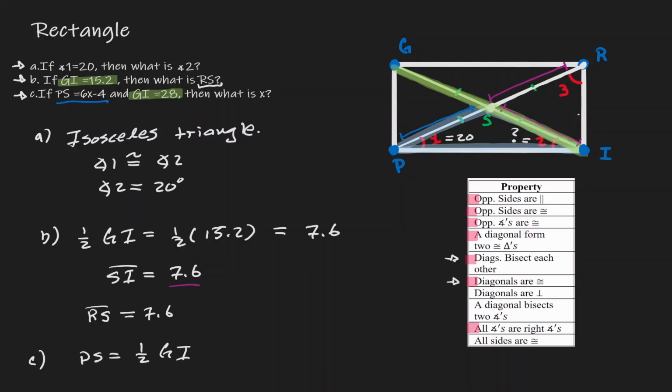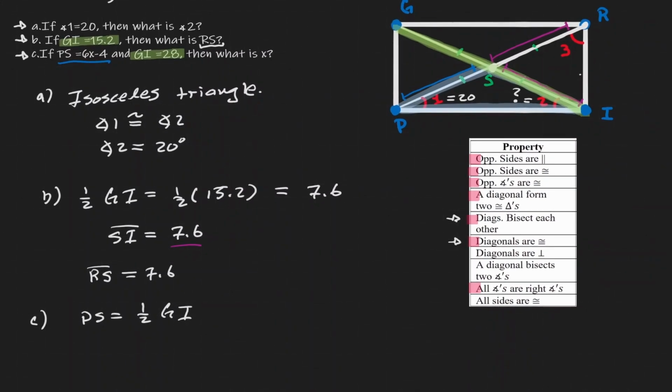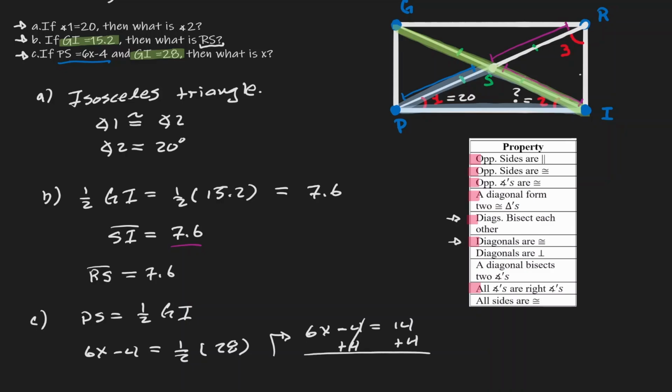At this point, let's plug in what we know. PS is 6x minus 4, and 1/2 of GI, which is 28, is 14. So we got that 6x minus 4 is equal to 14. Let's add 4, so we got that 6x is equal to 18. Lastly, if we divide by 6, we have a value: x is equivalent to 3.